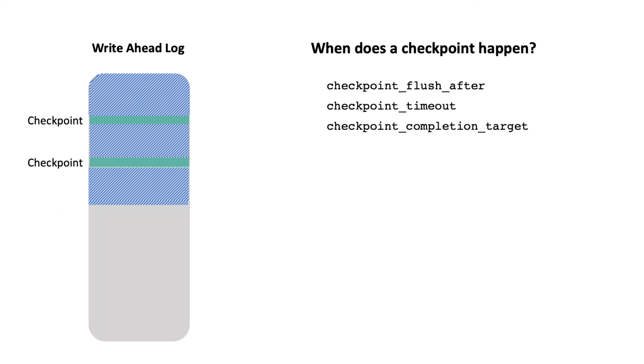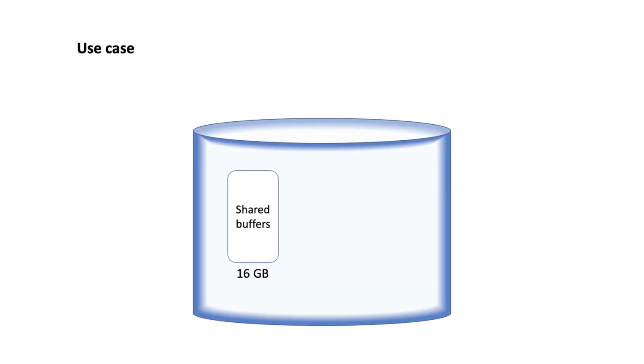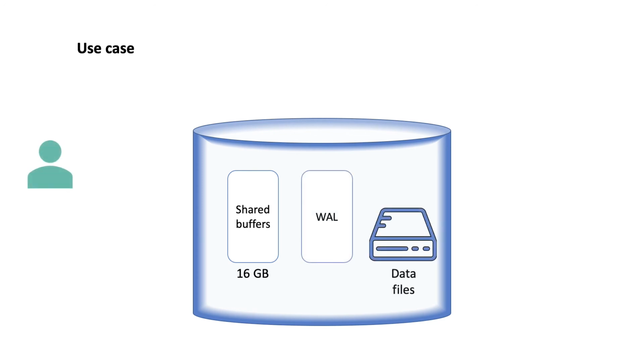The second parameter, checkpoint timeout, is a timeout value which can be set in seconds, 300 by default, minutes, or an hour. A checkpoint will occur when either the checkpoint timeout period has elapsed or the checkpoint flush after number of pages have been filled. Let's consider a server with around 16 gigs of shared buffer. This is a server that has a significant load. If a considerable proportion of this load consists of writes, then most of these 16 gigs of buffer can become dirty in a few minutes.